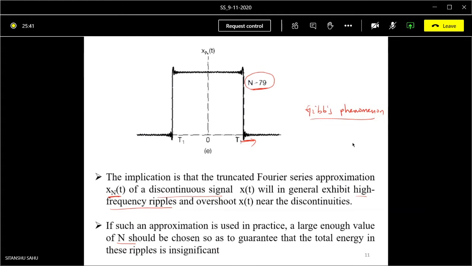If you have any doubt, you can ask me now. So these are the Dirichlet conditions for satisfying that a signal should have a Fourier transform or Fourier series representation.